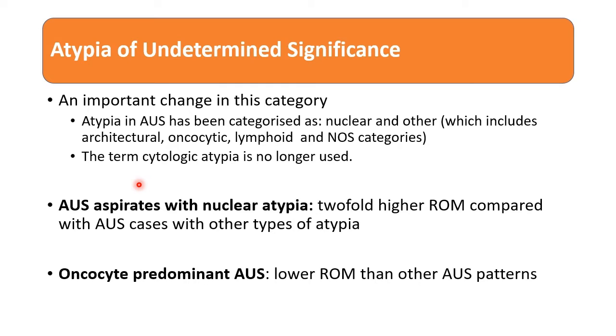And why is it important to distinguish between these two categories? Because AUS aspirates with nuclear atypia have more than a twofold risk of malignancy compared with the AUS cases with other types of atypia. And also oncocytic predominant AUS has a much lower risk of malignancy than other AUS patterns.